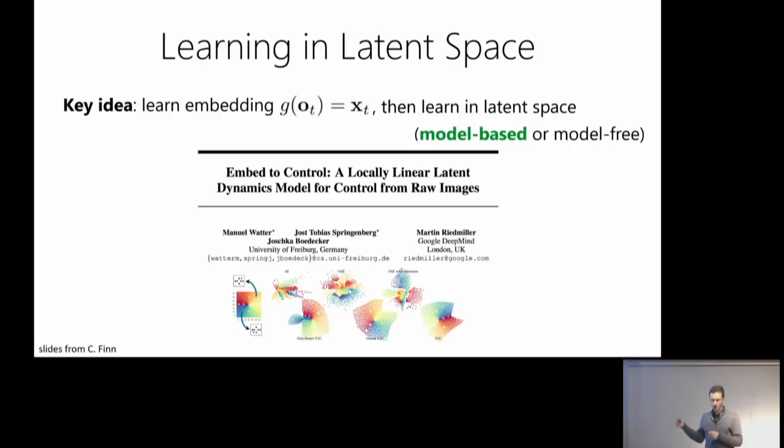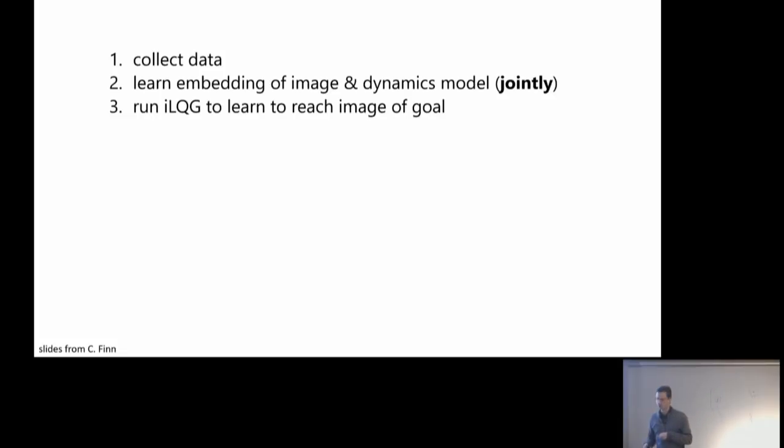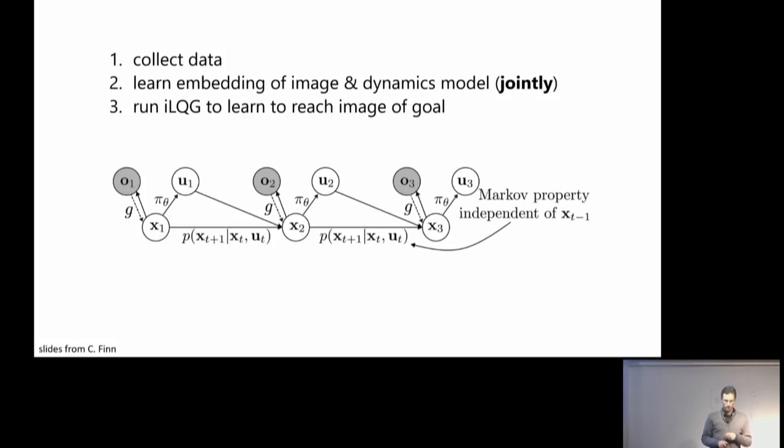So the idea in this paper was to, again, similar recipe, collect data, learn your embedding, but now the embedding is actually learned jointly with the dynamics. So you learn the predictive model and the embedding together. And then in this paper, they actually used iterative LQR in the latent space learned by the embedding to do control. So that means that instead of just training G to embed the observations in X, you would train G together with P of xt plus 1 given xt ut.